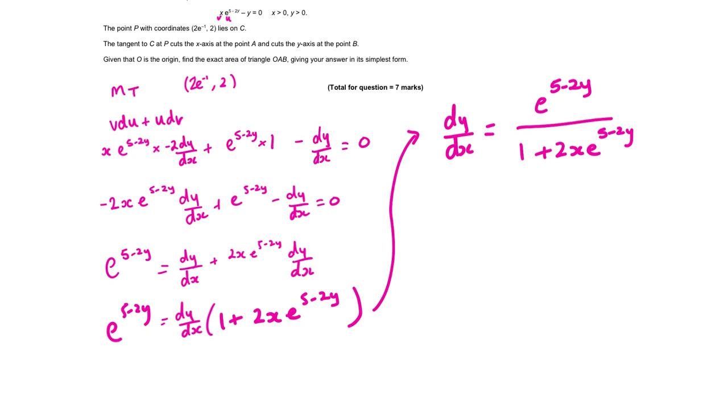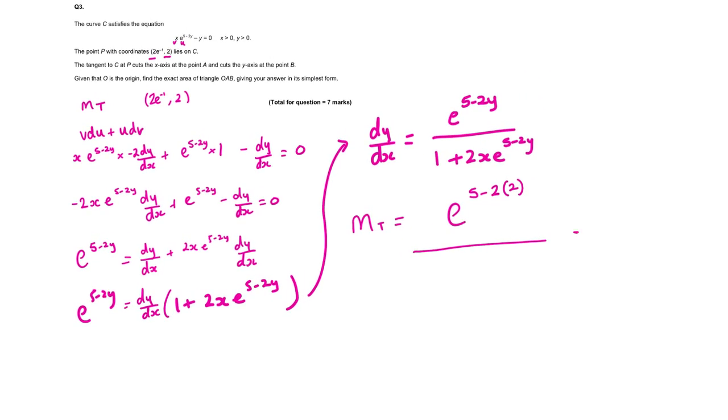Okay? So everywhere there's an x, what are we going to substitute in? 2e to the minus 1. Everywhere there's a y, what are we going to substitute in? 2. Okay, so let's do this. So the gradient of the tangent equals e to the 5 minus 2 lots of y, which is 2. Now when I'm doing these types of questions, I'm not going to put anything into my calculator yet. I'm just going to try and do this. My numerator now, 5 minus 4 is 1. So this just becomes e.